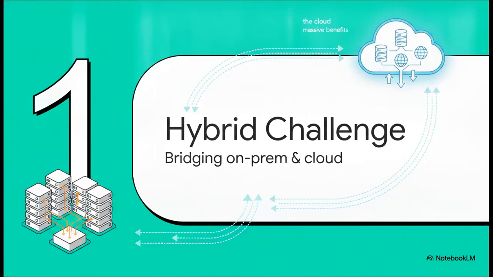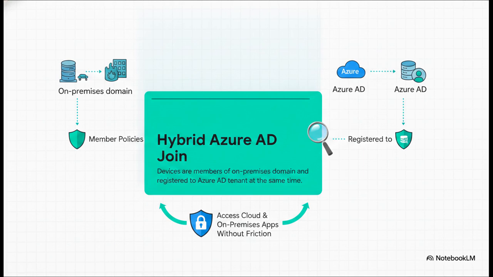All right, part 1, the Hybrid Identity Challenge. So what exactly is a hybrid Azure AD Join device? Well, by definition, it's essentially a device living in two worlds at the exact same time. It stays a member of your good old on-premises domain, meaning it's still governed by your traditional group policies. But at the same time, it's actually registered to your Azure AD tenant. And this dual state setup is a real game changer because it lets your users bounce between cloud and local resources without any friction at all.